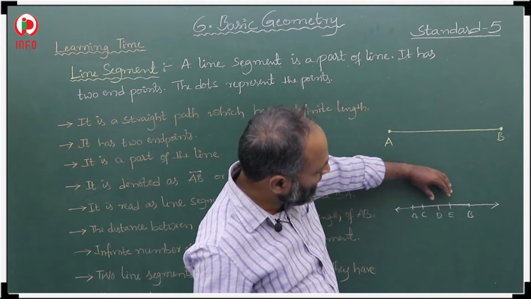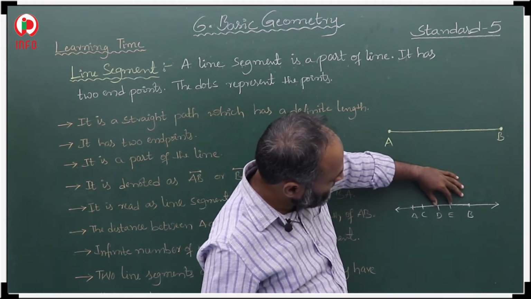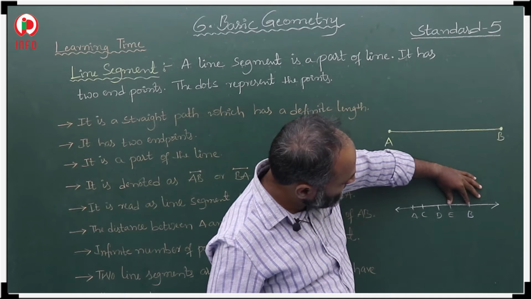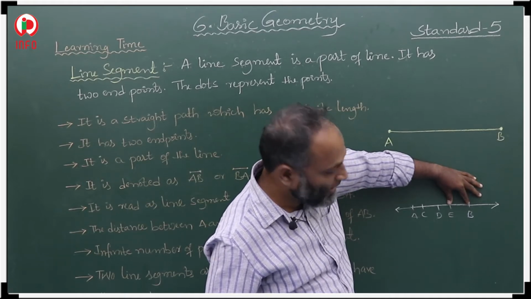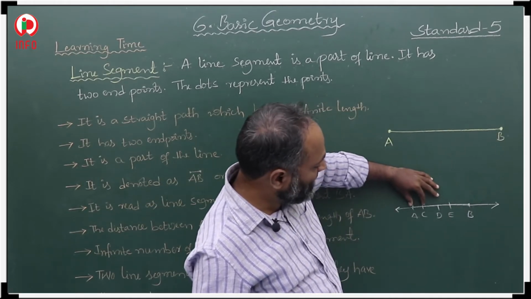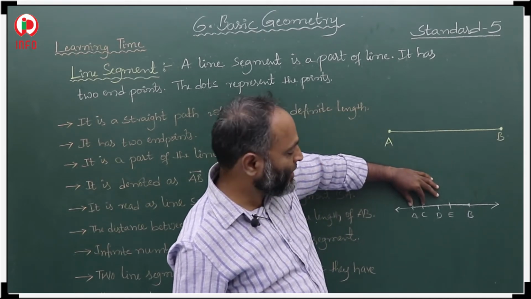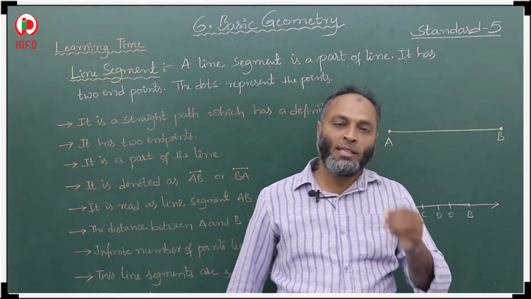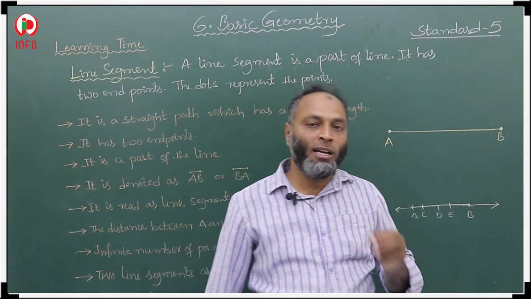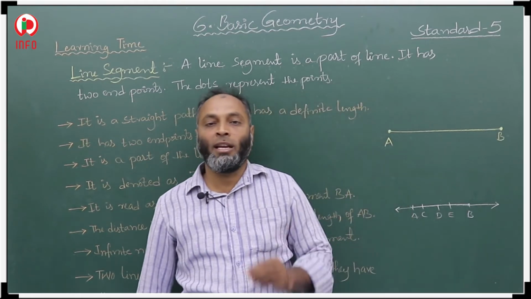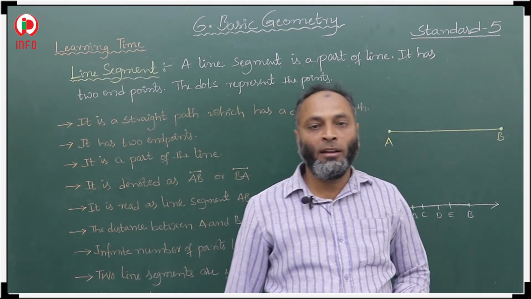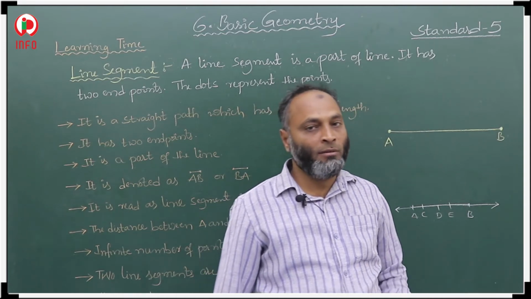Then if I take DE, this is a line segment. In CD, this part is a line segment. This is EB, it is a part of a line, it is a line segment. AC is a part of a line, this is a line segment. So a line segment means it is a segment, that means it is a part of a line, like a ray. A ray is also a part of a line, and a line segment is also a part of a line.